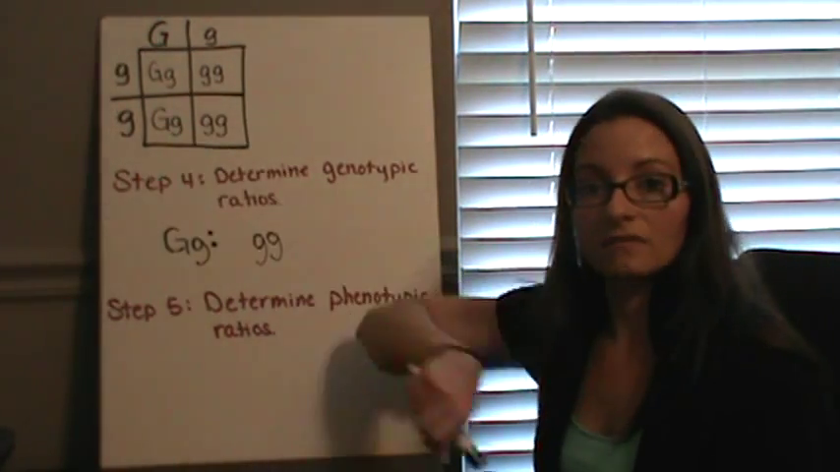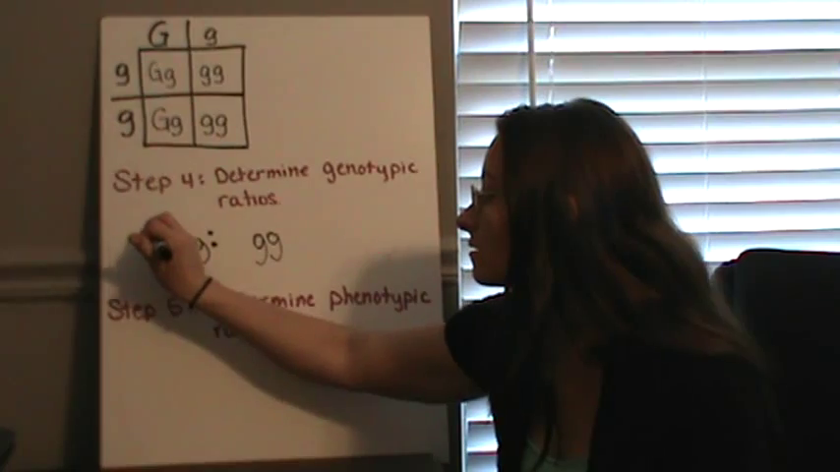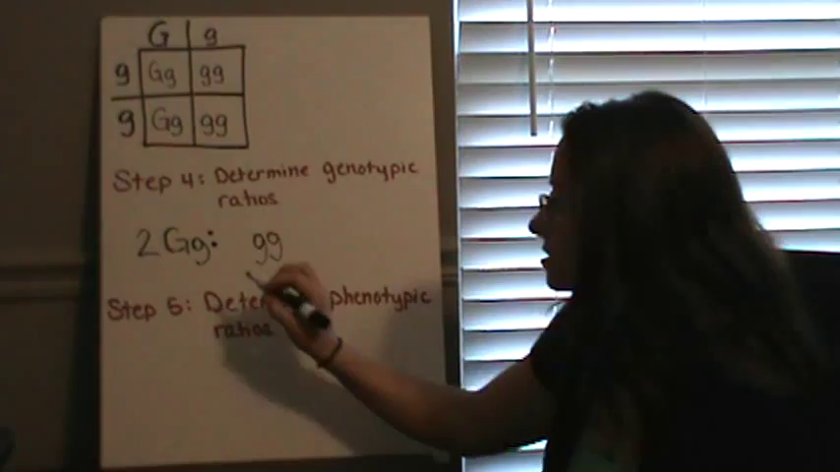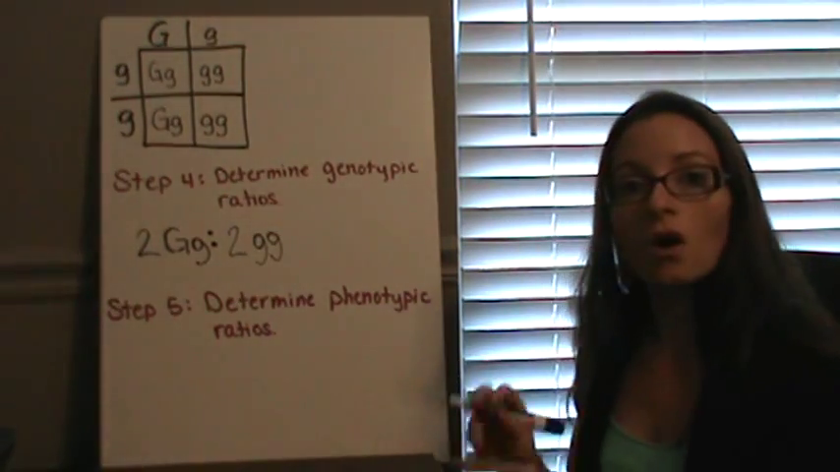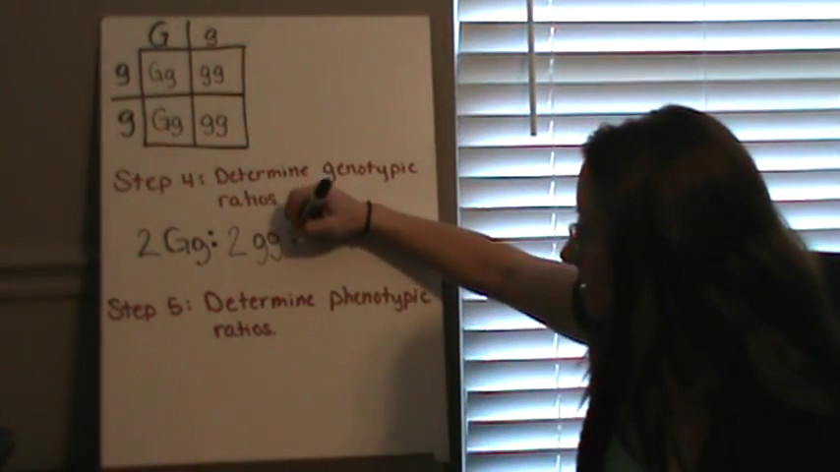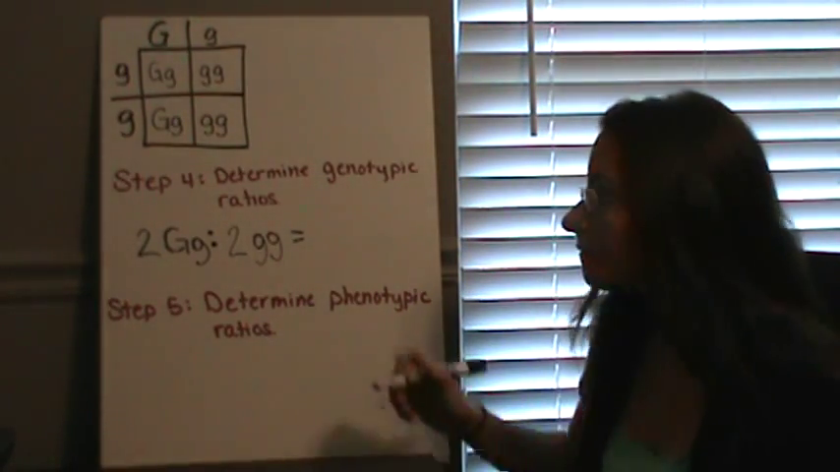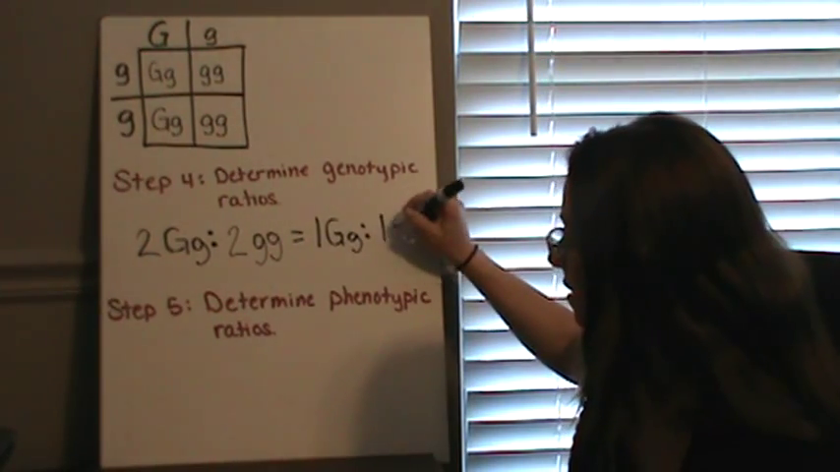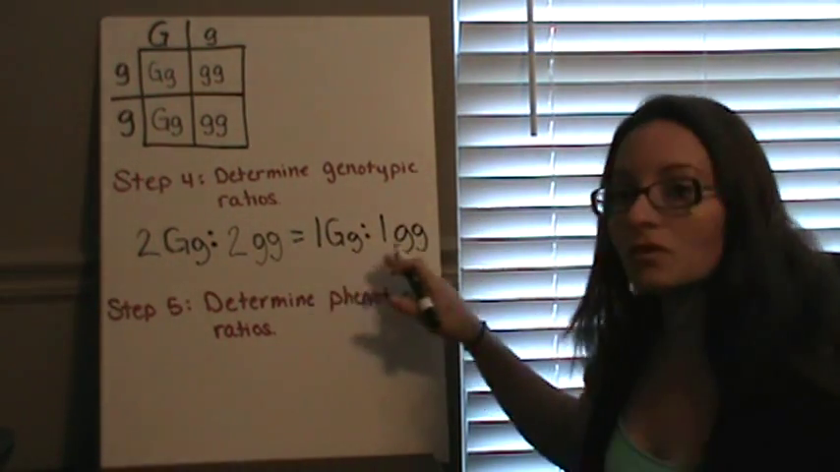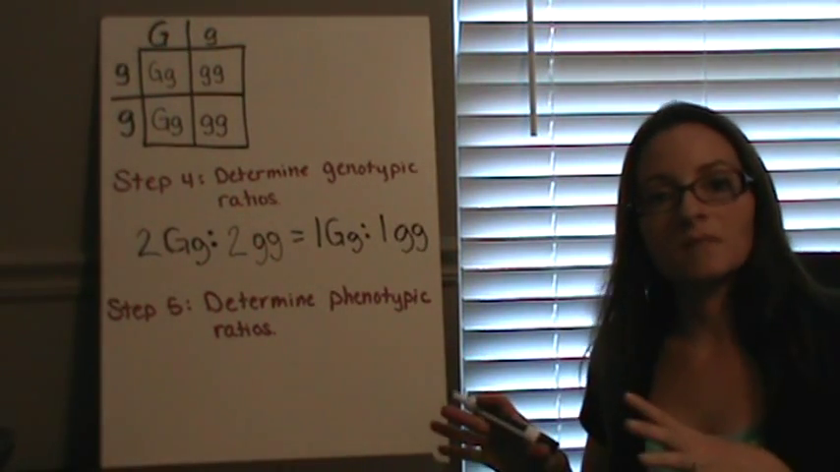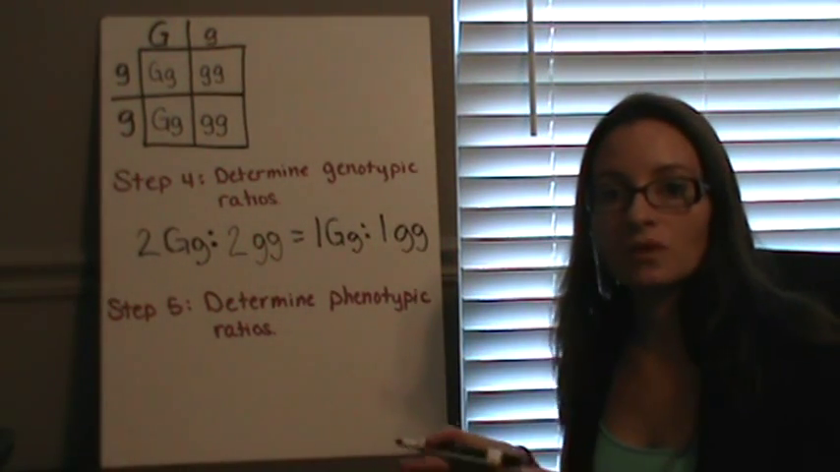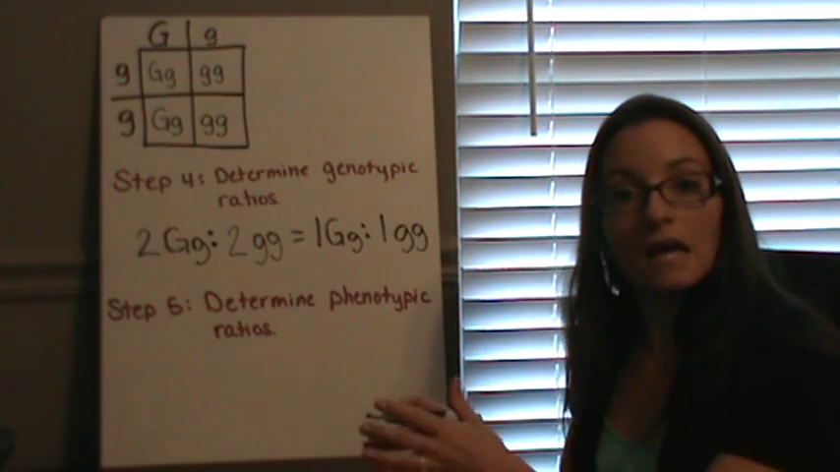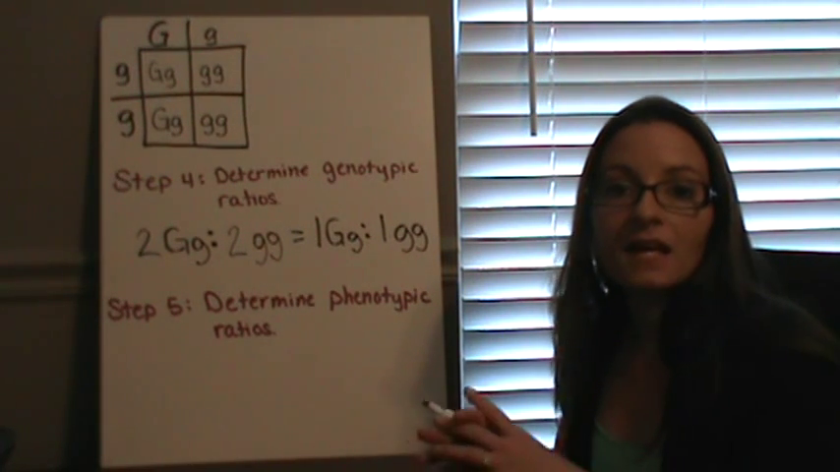So in counting them out, we have 2 big G, little g's. And we have 2 little g's. So we can write it out like this, or we can reduce it and it means the same thing. So you can get 1 big G, little g to every 1 little g. So what this means is that for our offspring, we should see about 50-50%. 50% big G, little g, and 50% little g.